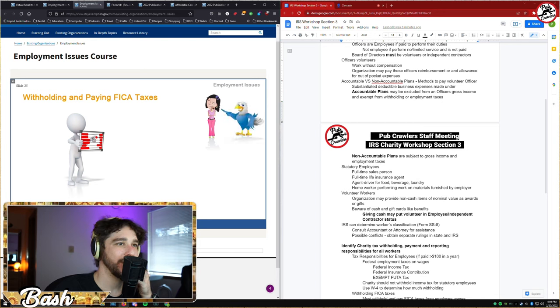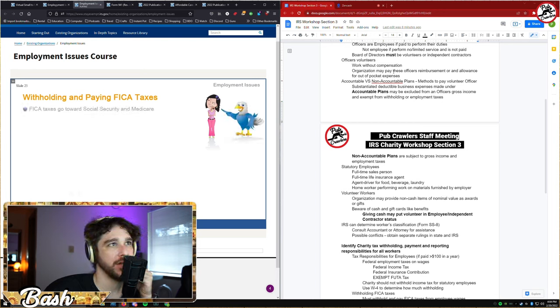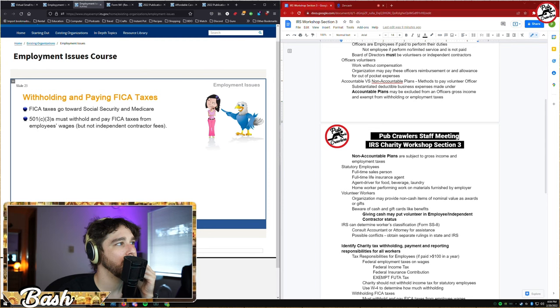And this was, we're looking for FICA taxes go towards Social Security. Statutory employee. Your employee's wages, with one exception. If you're paid in any calendar year, then no FICA tax.